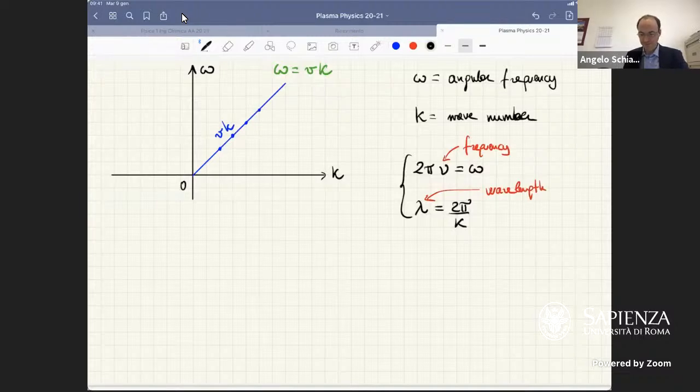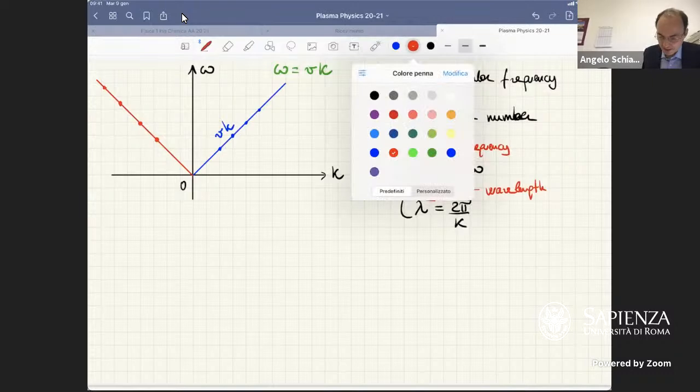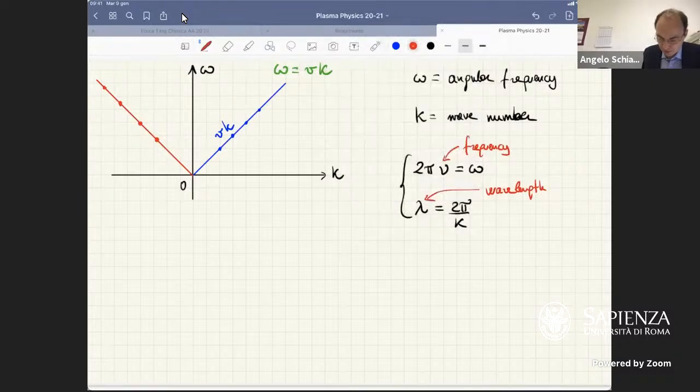The other solution is the regressive wave, which, with the color code I used before, I'm drawing in red. So for instance, if we take this k vector here, which is negative, we go to this point here. And this part is telling us that omega is equal to minus vk.